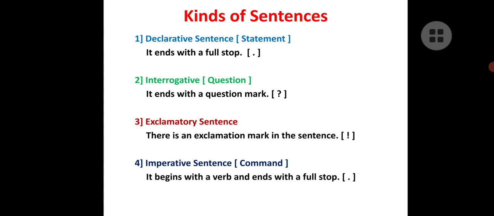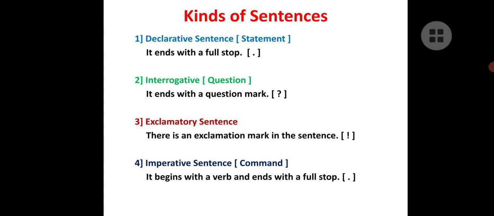Second type is interrogative sentence. It is also called as question. It is very easy to identify. It always ends with a question mark. Interrogative sentence begins with WH word like what, when, why, where, which, who, how, or it begins with some of the auxiliaries like am, is, are, was, were, have, has, had, do, does, did, can, may, and at the end there is a question mark.